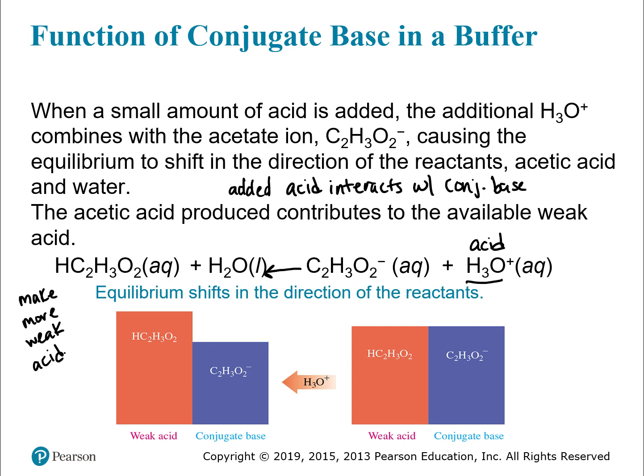We have to differentiate between the added acid and the weak acid. The weak acid is the one that's part of the buffer. The added acid is what the buffer is buffering against, okay? So we're going to shift the equilibrium towards making more of that weak acid, which in our case is acetic acid. So you can see it's still in equilibrium. It's just that things are shifted towards making more of the acetic acid in this case.